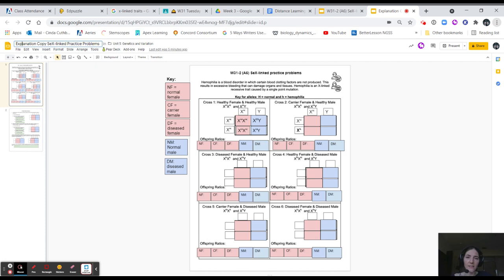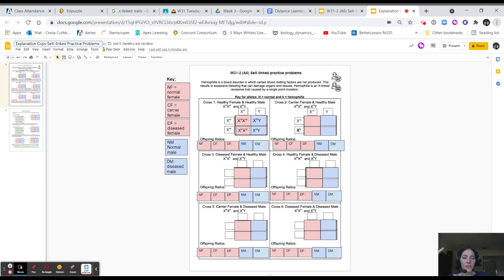If we go ahead and fill out the square, we end up with X big H, X big H. That would be a completely normal female. X big H Y, completely normal male. X big H, X big H, completely normal female. And X big H Y, completely normal male, which makes sense. These are two completely healthy people with no hemophilia in their background.